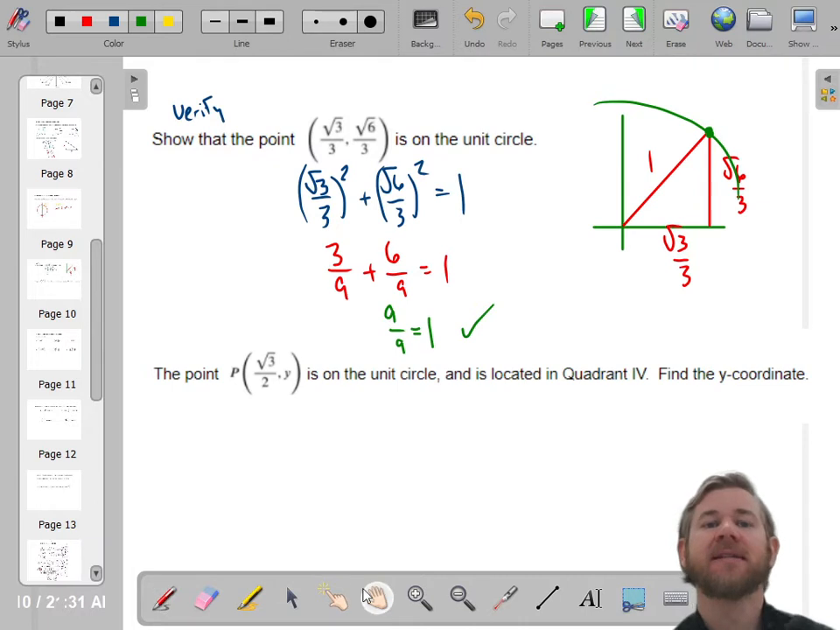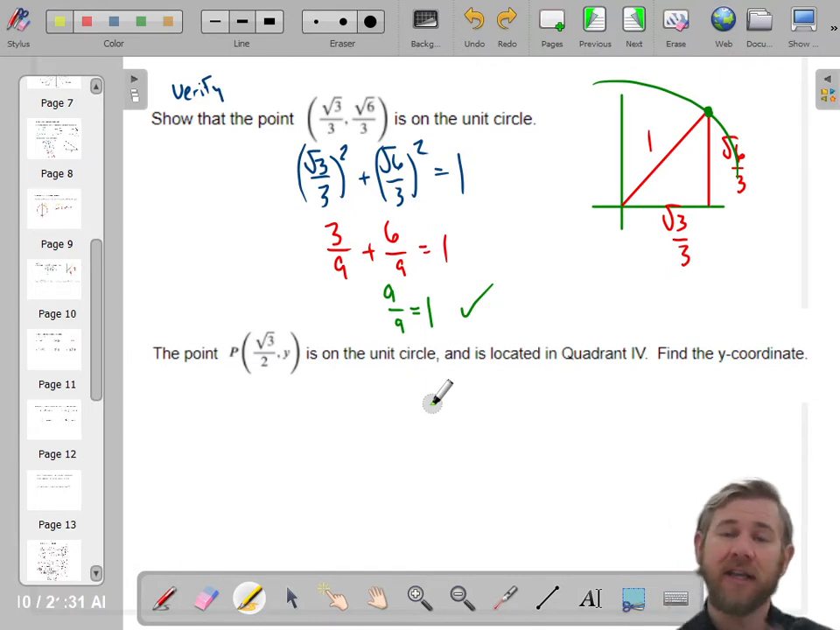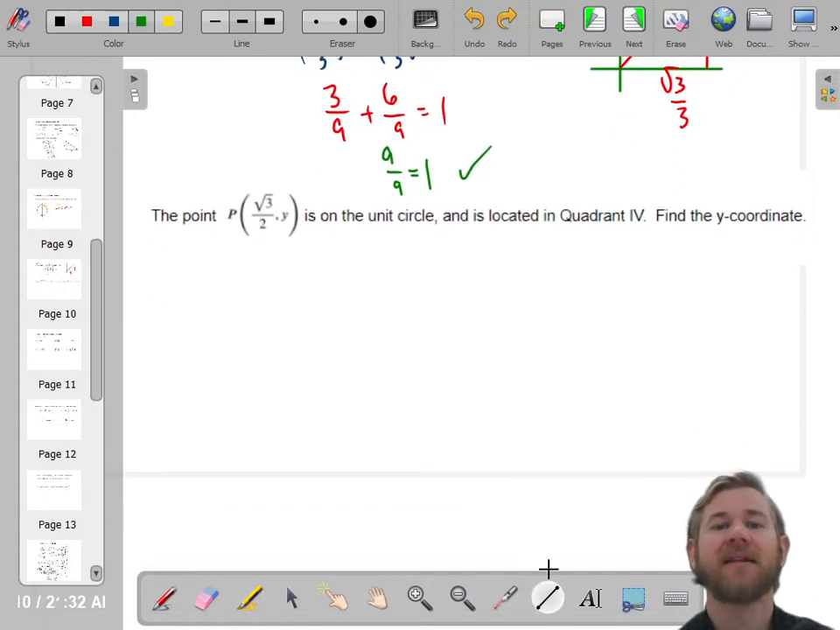Now the next one says we have a point on the unit circle, and it's located in quadrant 4. I'm just going to tell you now that if I ever give you a quadrant, it's not ancillary information, that is something that matters. It matters every time. So make sure you're paying attention to what that's telling you. That's telling you where we are in our quadrants.